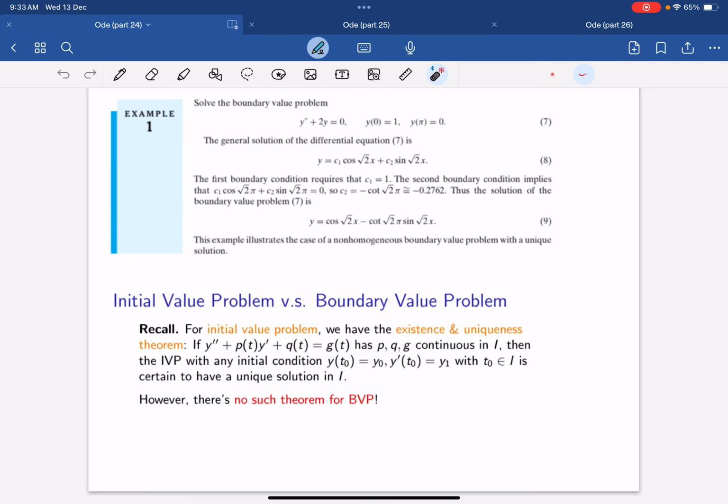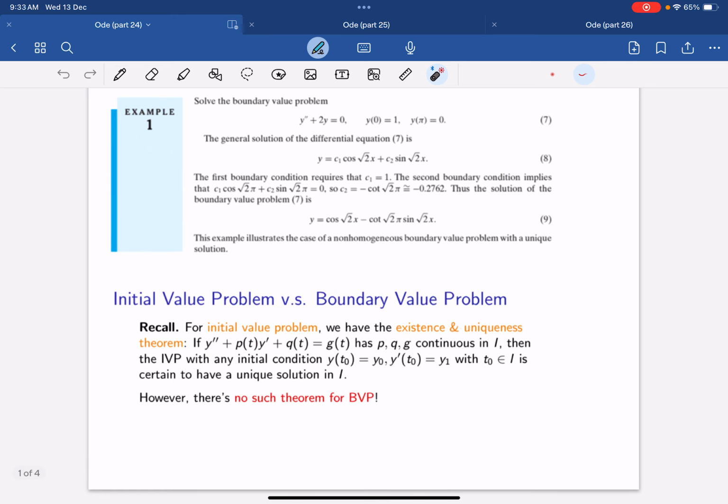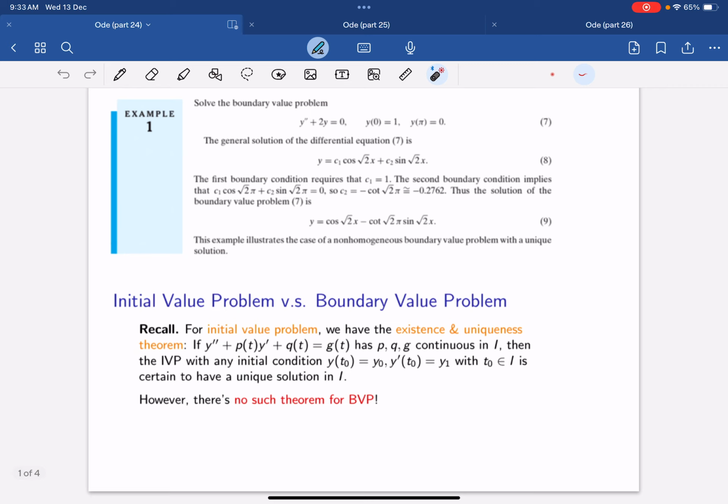An initial value problem differs from a boundary value problem because for initial value problems, we have an existence and uniqueness theorem. But for a boundary value problem, we are unable to have a similar theorem. So those are some interesting things to take note of.